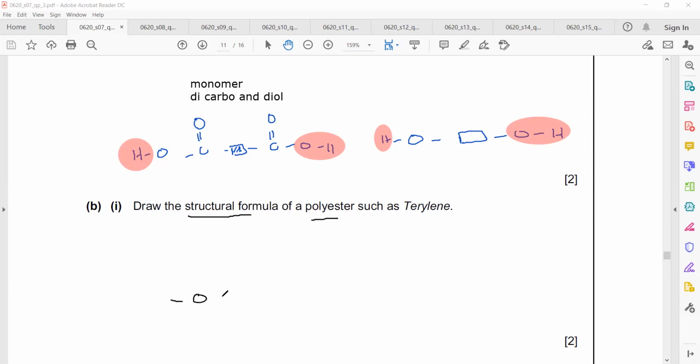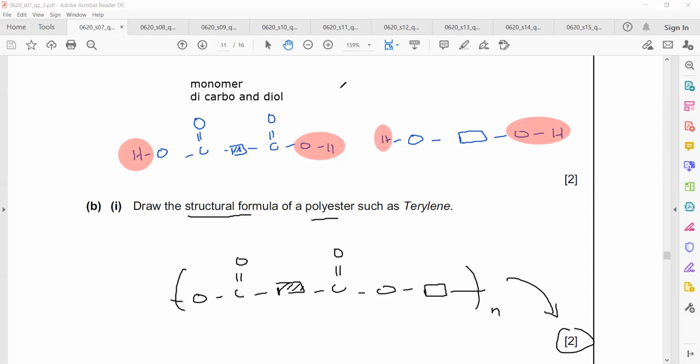So it will be O, C double bonded with O. Then there is a box, C double bonded with O. OH and H being removed, so oxygen will be there. And there is a box, and put a bracket and write n. So that is a polyester, which has an ester linkage. So in the exam, you have to just draw this one. You don't have to draw the monomer. The reason why I drew the monomer is to explain this formation.